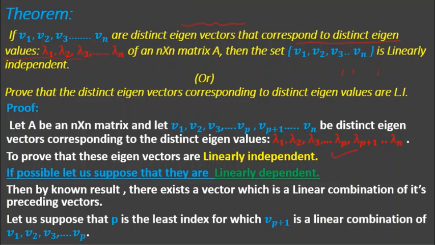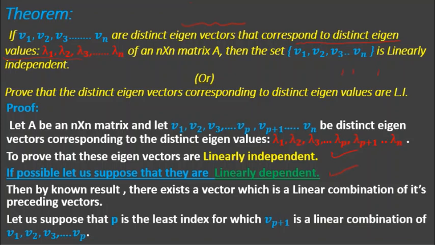Now to prove that these eigenvectors are linearly independent. Anytime you have to prove linear independence, we'll take its contradiction. So that is the assumption we are going to take. If possible, let us suppose that they are linearly dependent. Then, as we learnt earlier about linearly independent and dependent sets, by a known result, there exists a vector which is a linear combination of its preceding vectors. That is a consequence of linearly dependent vectors. If some set of vectors are linearly dependent, then there must be some vector among them which is a linear combination of its preceding vectors.